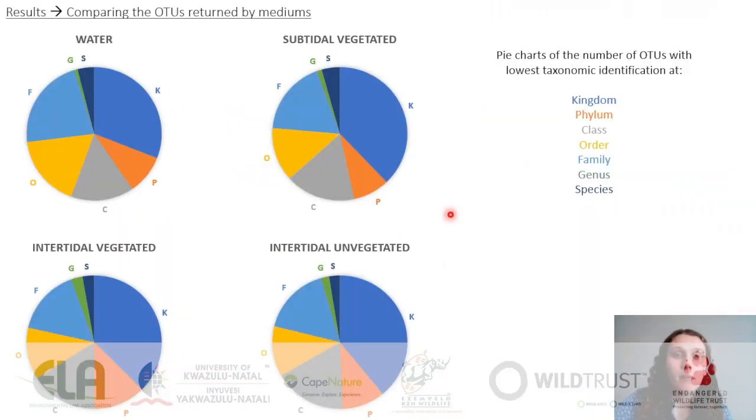So firstly, we can compare the OTUs returned by mediums with pie charts of the number of OTUs with lowest taxonomic identification at kingdom through to species for the 4 metabarcoding mediums. So we can see that most OTUs were only identified at the kingdom level, with very few identified to genus and species. And this may be due to the fact that barcode databases, particularly in the marine field, are completely insufficient. And in order to have a match, you have to have a very high similarity. What we can see, though, is that for the 4 mediums, this trend is the same.